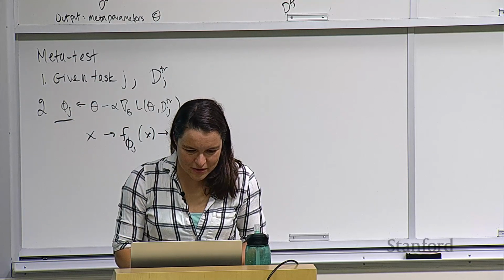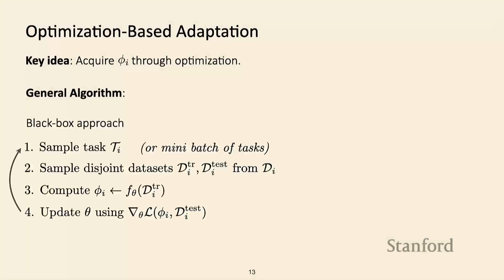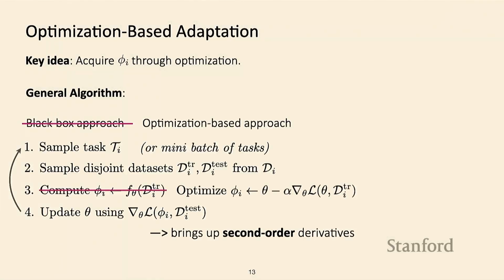Cool. Let's go back to some math, though. So one thing that actually no one has brought up in the questions yet is that this is going to bring up some second-order derivatives. The reason for that is that you have the inner loop here, which has a gradient with respect to theta, and you also have the outer loop, which also has a gradient with respect to theta. And so you might wonder, do we need to compute a Hessian?